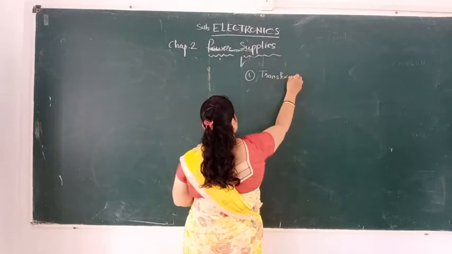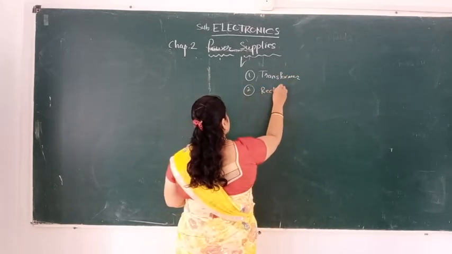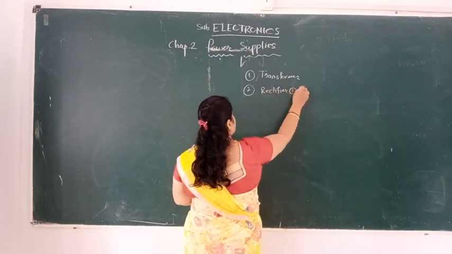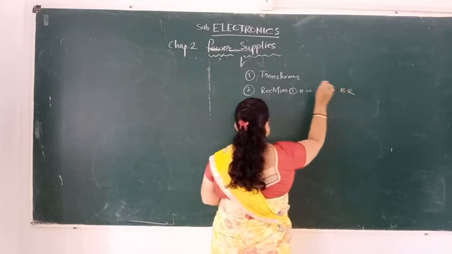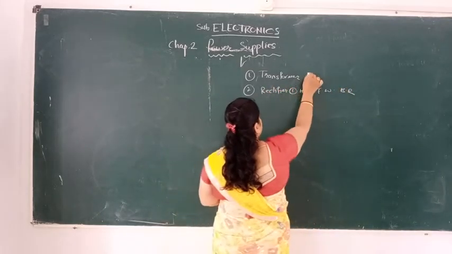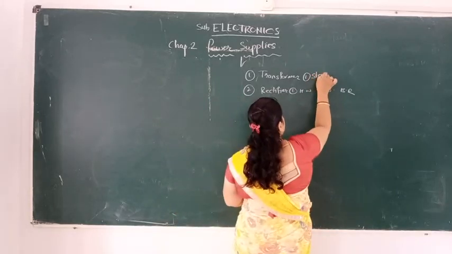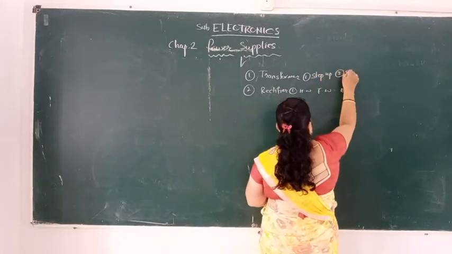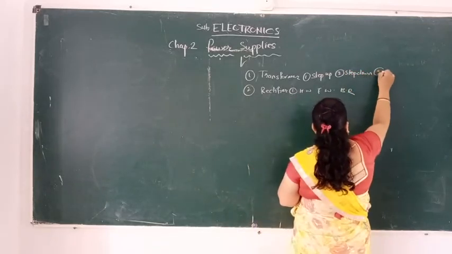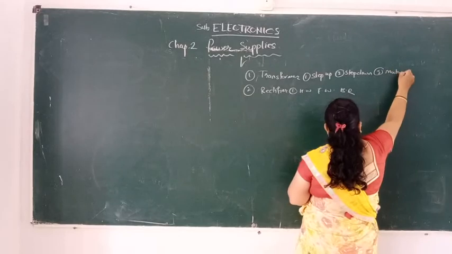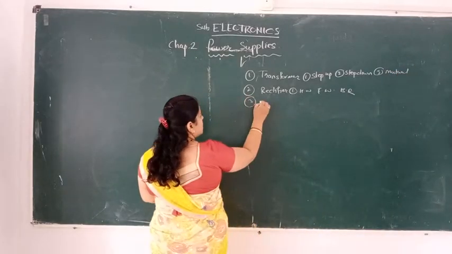Three types of transformer we have seen, and in the second block we have seen the rectifier. Three types of rectifier we have seen: the half wave rectifier, full wave rectifier, and bridge rectifier. Okay. Transformers are also of three types: step up transformer, step down transformer, and mutual transformer.